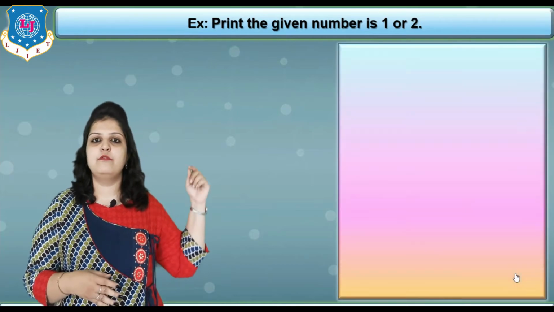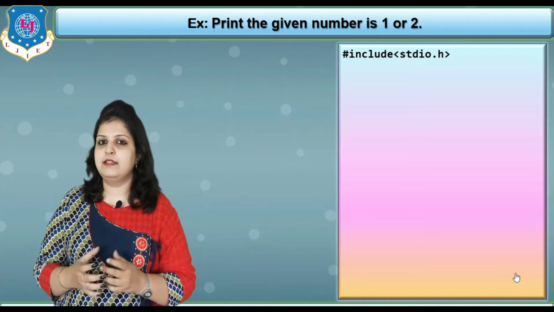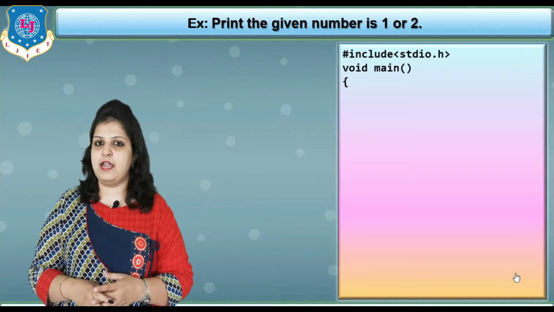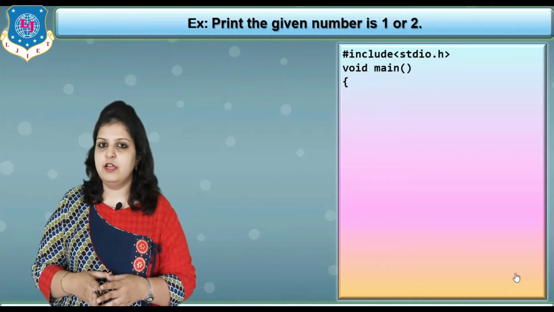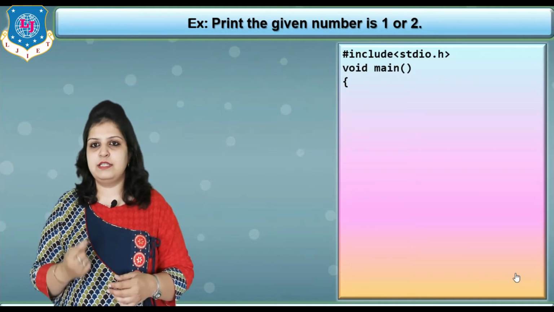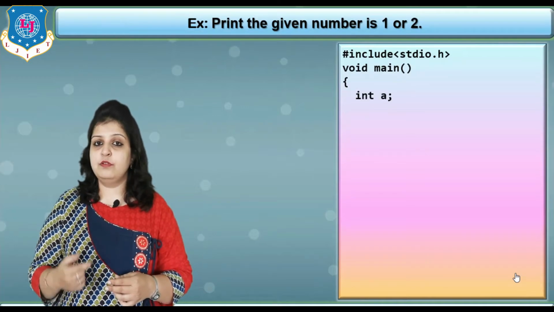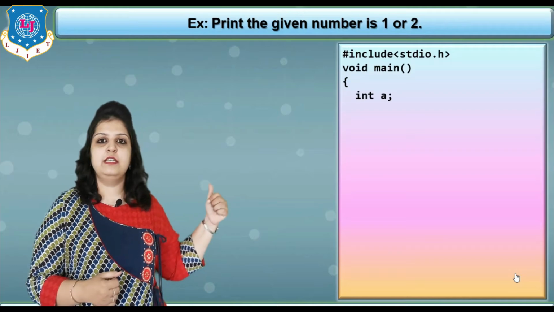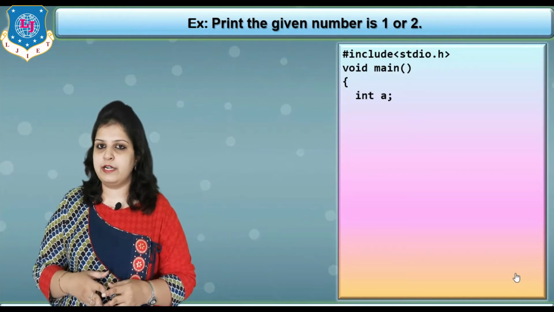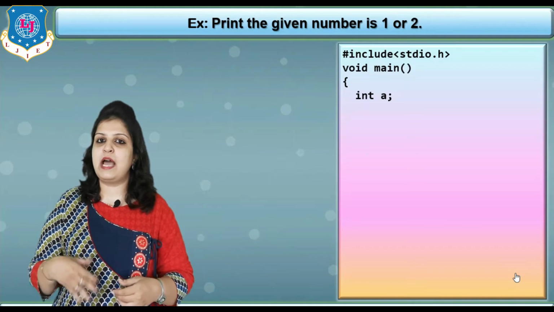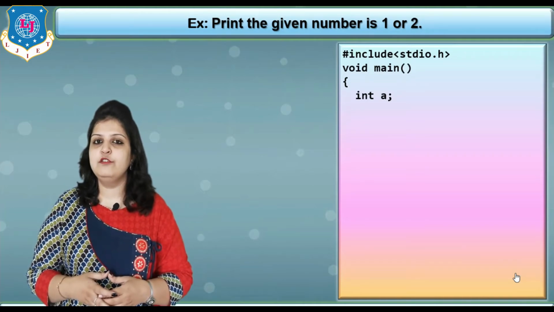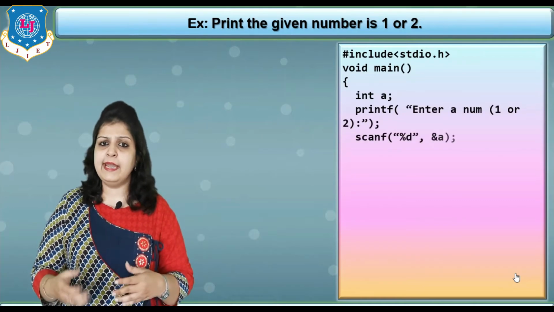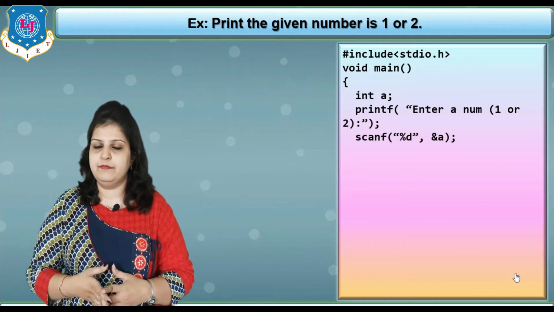First of all, you have to include your header file, that is stdio.h. Then after that we can write our whole program using the main function. Here we have to check only a single number, so declare one variable using int. So int a is one variable declaration. Then you have to enter the value of the variable from the user. That's why printf "enter a number" and scanf the particular number.